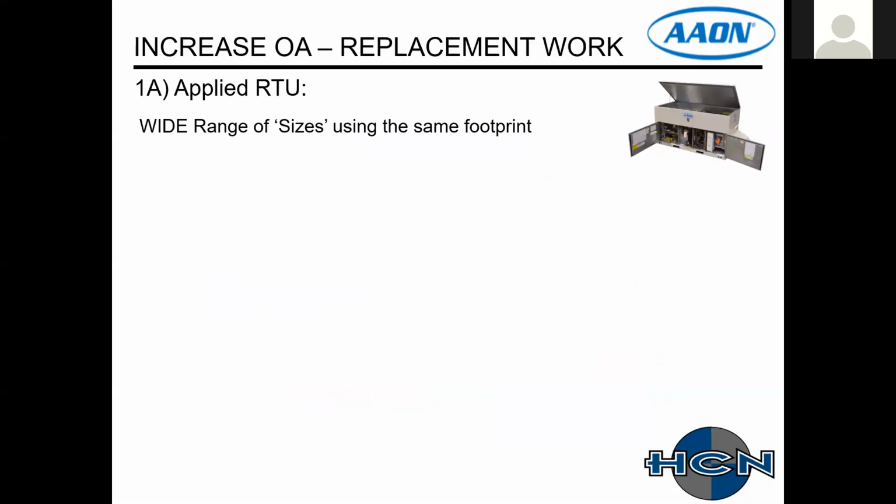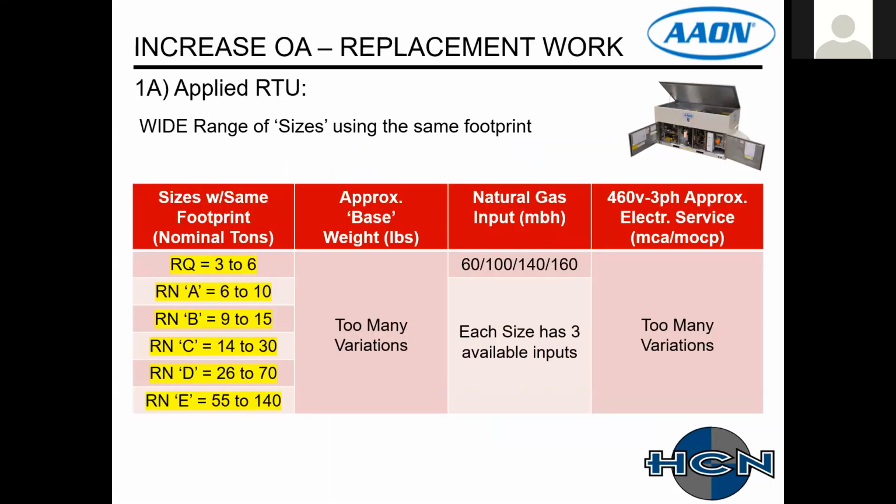All right. So AAON's applied rooftop units have a wide range of sizes using the same footprint, using the same chart as before. On the left, the RQ is from 3 to 6. The RN has 5 different cabinets, and not to read through each of the different numbers, but each of those cabinets have multiple sizes available. Once again, there are too many variations for the base weight as well as the electrical service based on all the different options you can change. And then once again, natural gas, they end up standardizing on certain sizes. That's probably primarily done for AGA requirements, right?